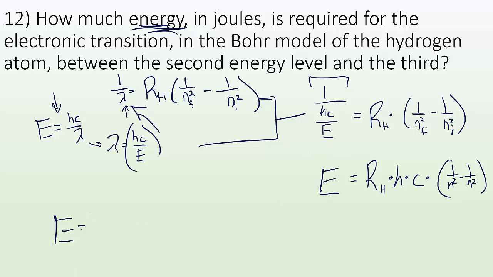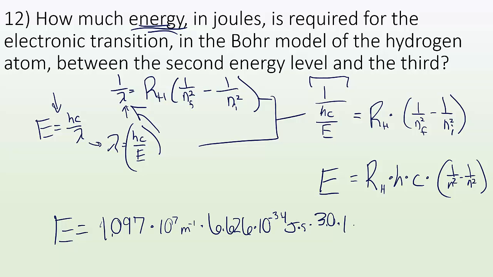So energy is going to equal that Rydberg constant, which is 1.097 times 10 to the 7 per meter. So that's meters to the negative 1 times h, which is going to be that 6.626 times 10 to the negative 34 joules times second times the speed of light, which is 3.0 times 10 to the 8th meters per second, times by, in parentheses, well, we're going from second energy to the third. So it's going to be 1 over 2 squared minus 1 over 3 squared.